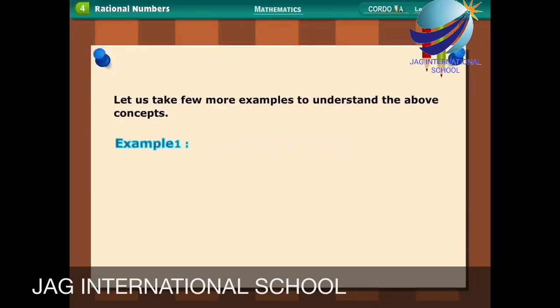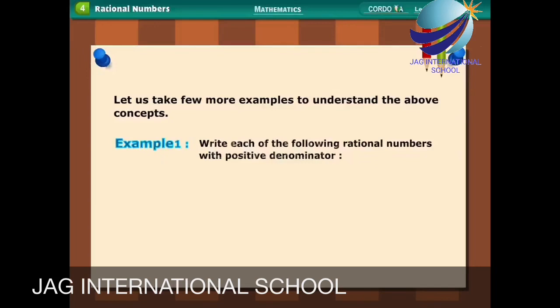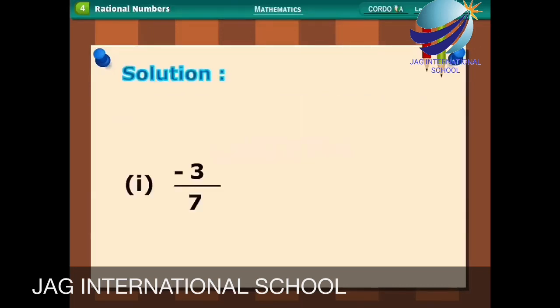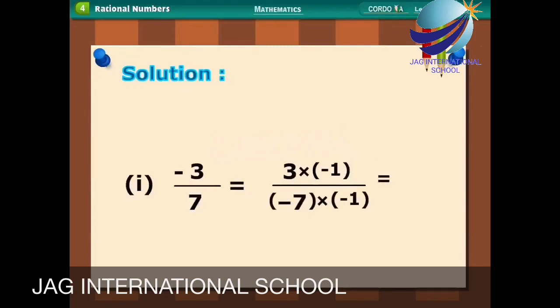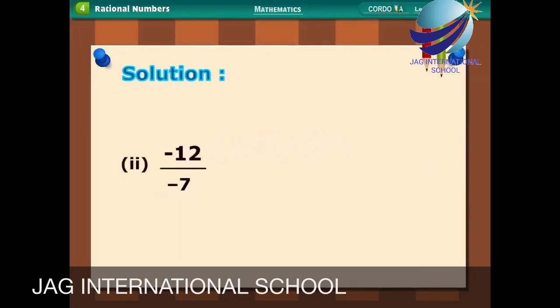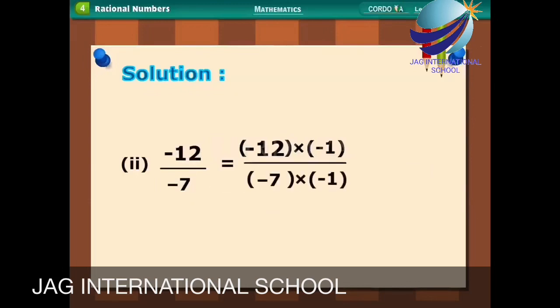Example 1. Write each of the following rational numbers with positive denominator: 3 upon minus 7, minus 12 upon minus 7. Solution: 3 upon minus 7 is equal to 3 into minus 1 upon minus 7 into minus 1, which is equal to minus 3 upon 7. Minus 12 upon minus 7 is equal to minus 12 into minus 1 upon minus 7 into minus 1, which is equal to 12 upon 7.